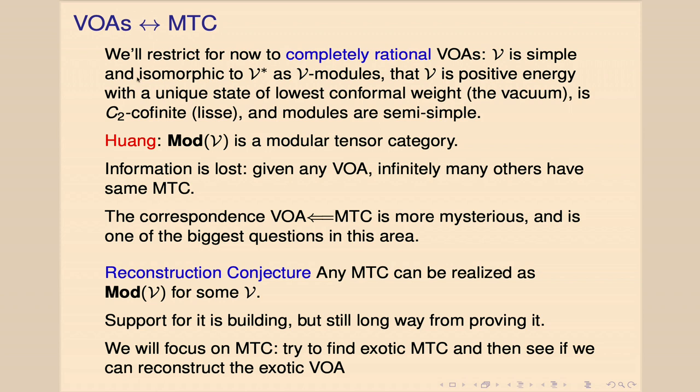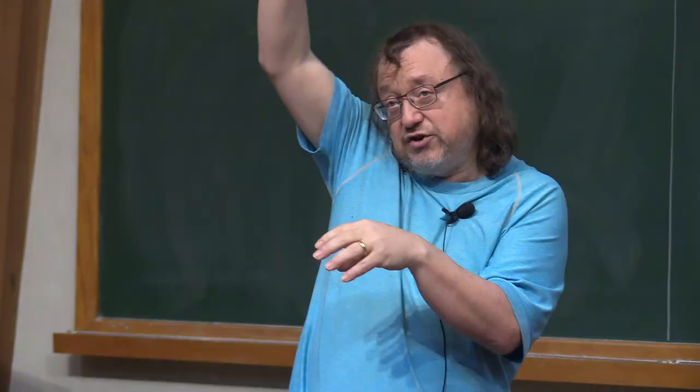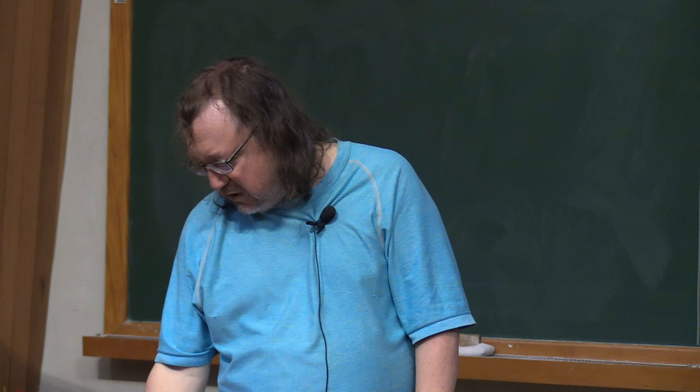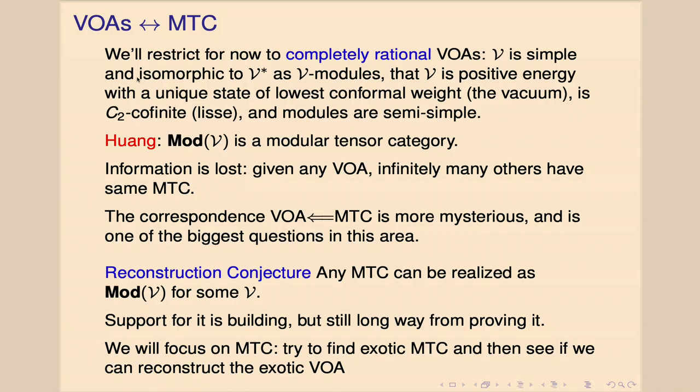And then if you're lucky, or if the reconstruction conjecture is correct, then it lifts to a VOA. Okay, so we're going to try to construct exotic modular tensor categories and then try to see if there's a VOA that corresponds to it. Okay, we can talk about the space of all modular tensor categories.